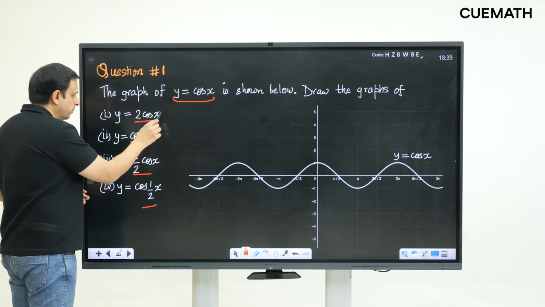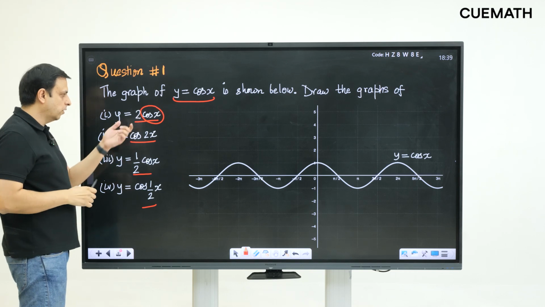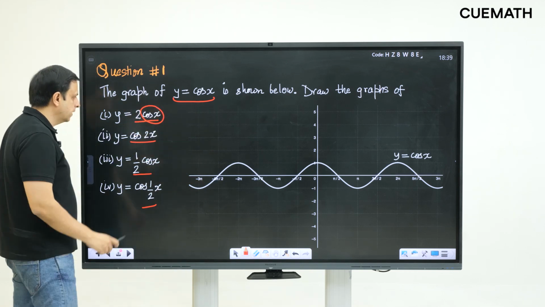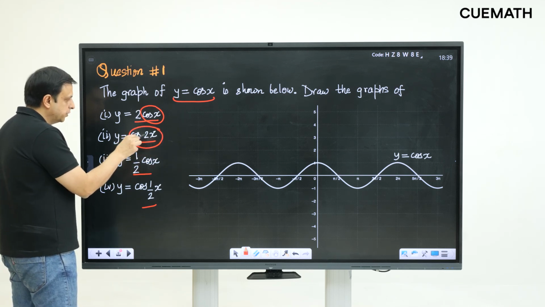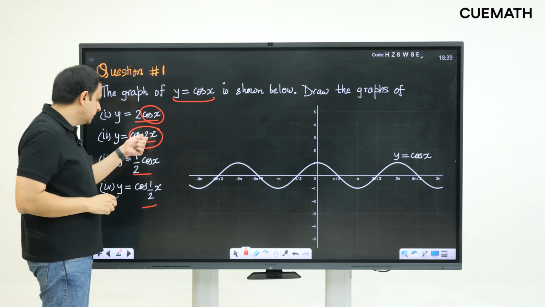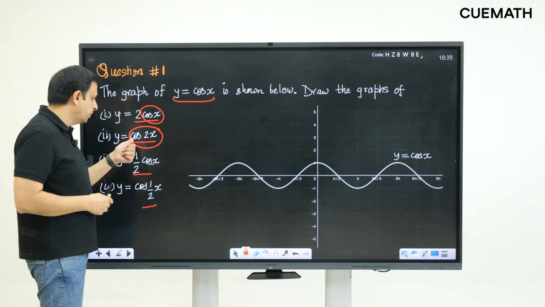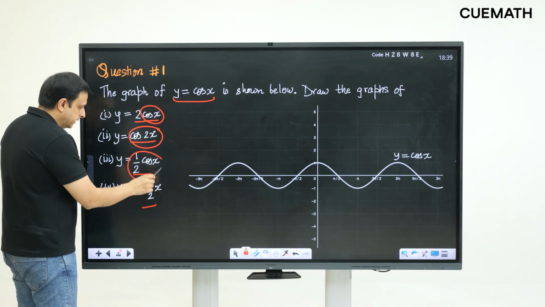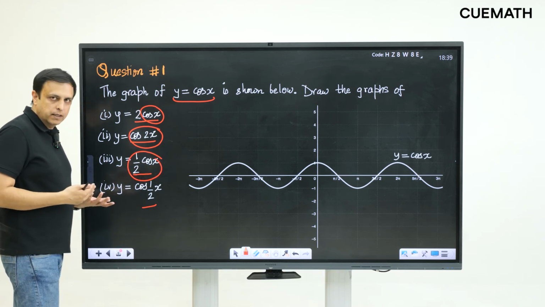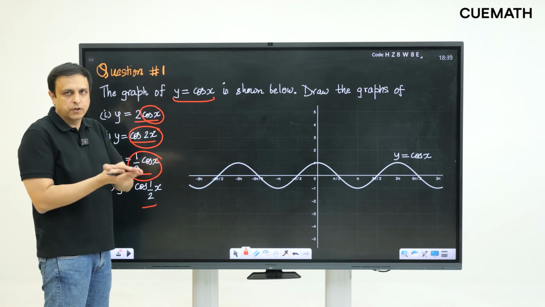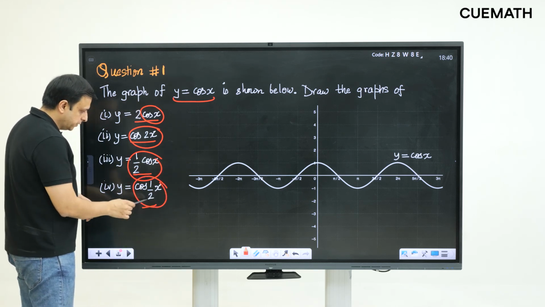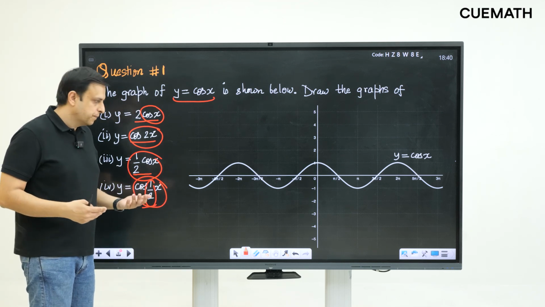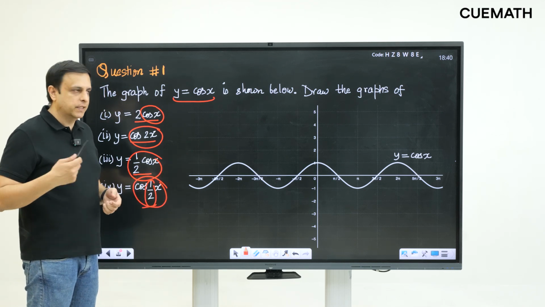2 cos x: you are multiplying the function with a constant, so that should be a vertical stretching of the original function. We will take a look at it in a minute. Cos 2x should be what? In this case, you are multiplying the variable itself with a constant greater than 1, so this should be a horizontal shrinking of the original function. What about (1/2) cos x? In this case, you are multiplying the function with a constant less than 1, so this should be a vertical shrinking of the original function. And cos (x/2): you are multiplying the variable x with a constant that is less than 1, so this should be a horizontal stretching of the original graph.